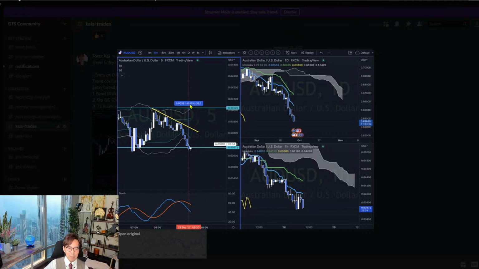So I took the stop loss of 35 pips. So 35 pips, and I take 2% risk to stop loss. So again, my entry was 0.6367, and my stop loss was on 0.6402.